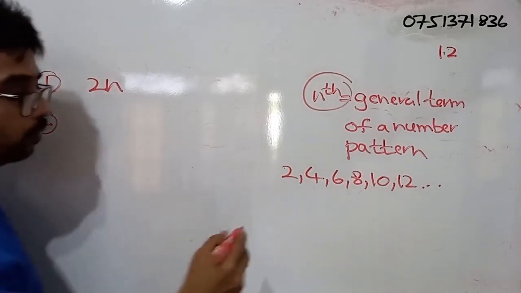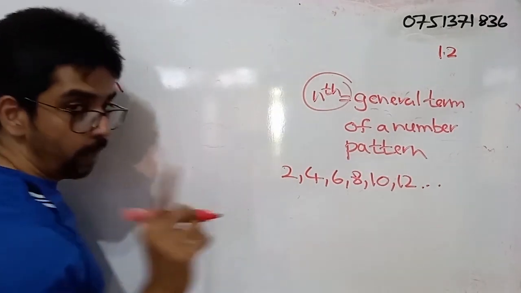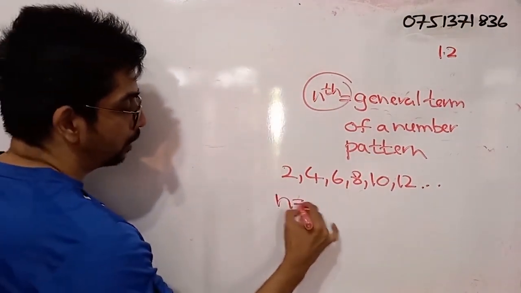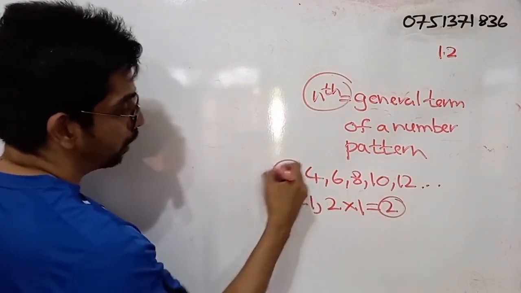Smallest value of n is what? 1. So when n is equal to 1, what happens? 2 times 1, no? So 2.